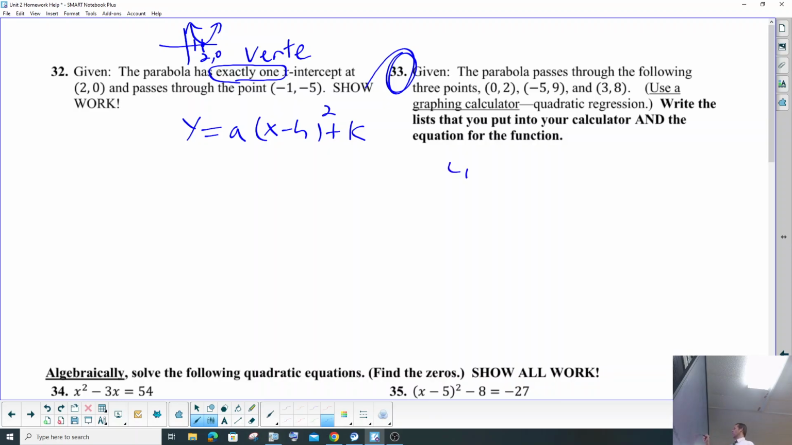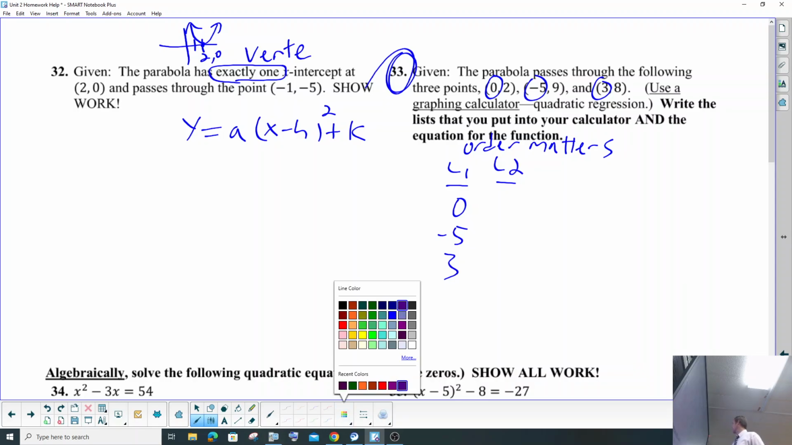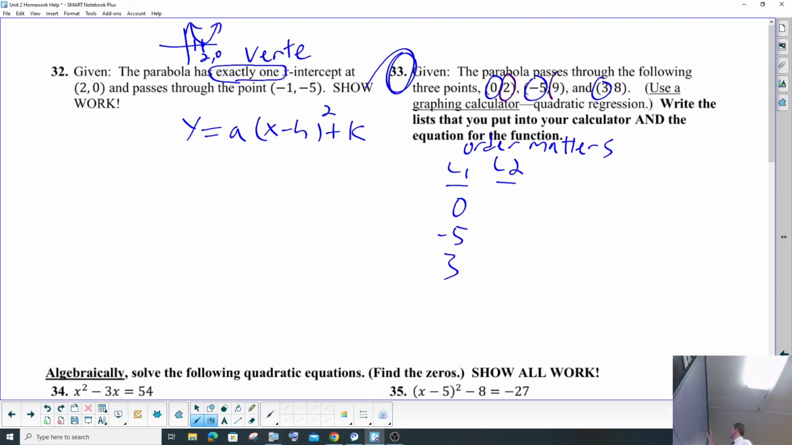Okay, so we're going to need list 1 and list 2, and we're going to go ahead and use those. Those are your x values. So that's 0, negative 5, 3. Don't forget, order matters. Then we're going to use our y values, 2, 9, and 8. The 3 has to go with the 8, negative 5 with the 9, 0 with the 2.